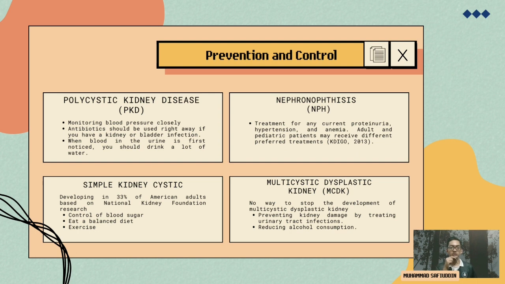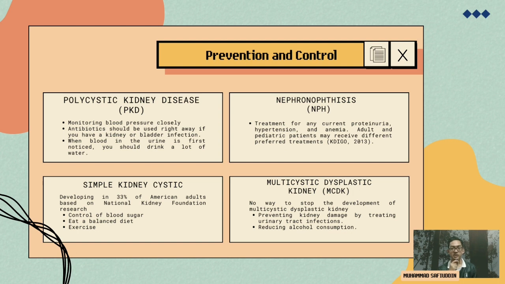Next, for nephronophthisis or NPH. We can slow the progression of NPH by treating any current proteinuria, hypertension, and anemia. However, adult and pediatric patients may receive different preferred treatment based on Kidney Disease: Improving Global Outcomes, KDIGO.